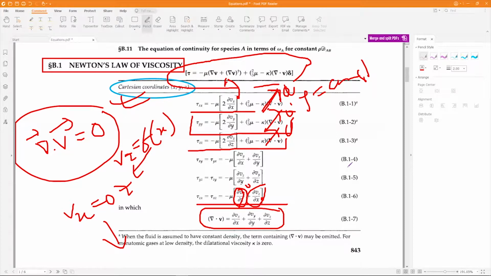Okay. So if you consider this term, dVz by dy, see the Vz is not a function of y. It is only a function of x. So it will become 0. Again, Vy is 0. There was no flow in the y direction. So this whole term will be 0, and so on. So you can simplify.